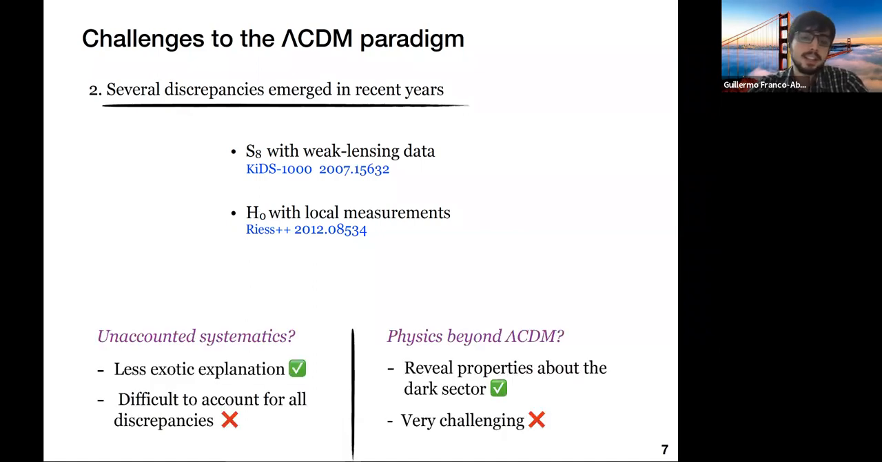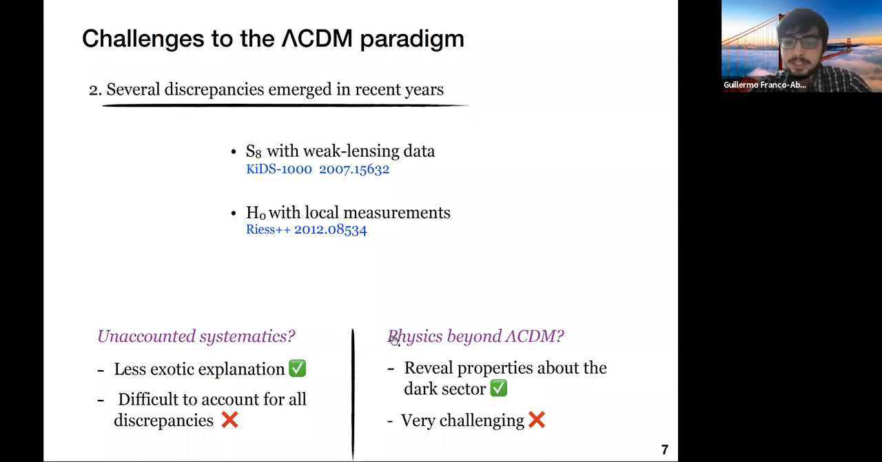So in general, there are 2 possible explanations for these anomalies. One of them is that we might have been missing some systematic error in some of the experiments. And well, this is definitely the less exotic explanation. However, as we will see, there are many different experiments that see this tension. So it is very difficult that a single systematic error will be able to account for all of them.